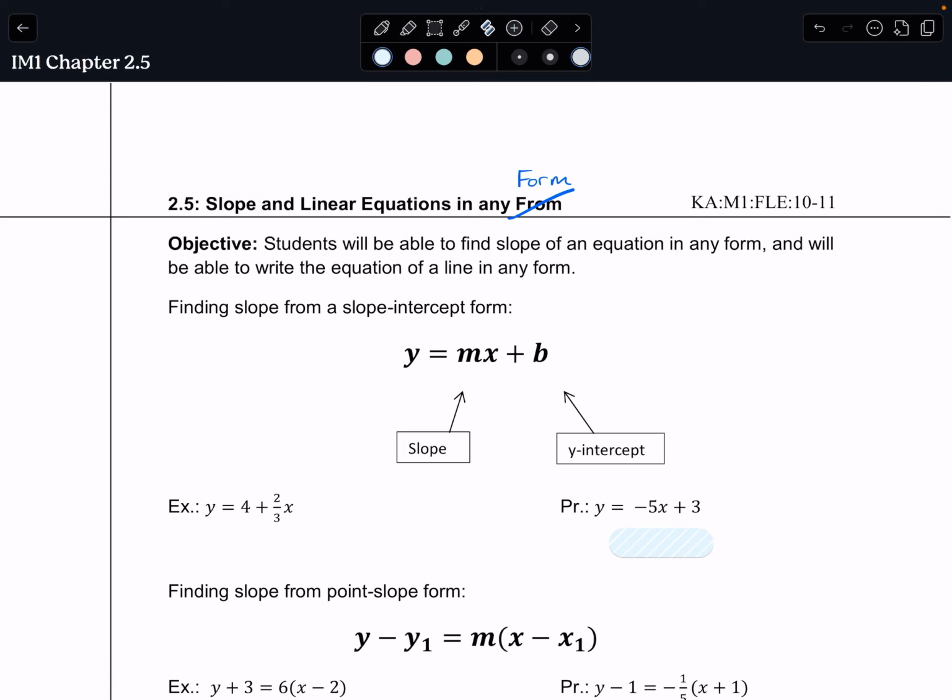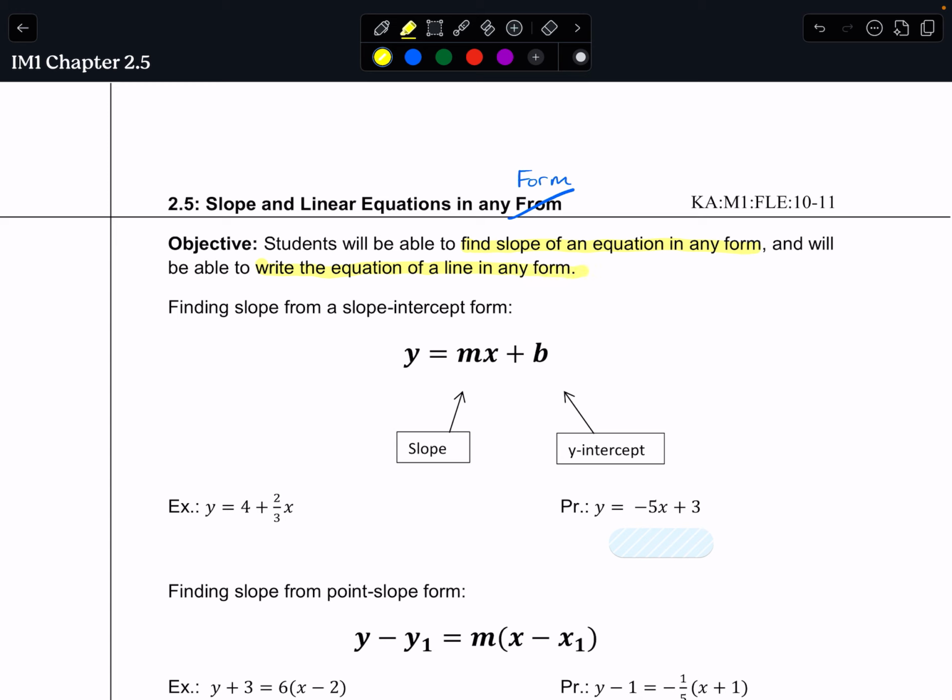Okay, this is lesson 2.5, slope and linear equations in any form, not from Khan Academy. Our Math 1 skills are from forms of linear equations. These are skills 10 and 11. Your objective is that you'll be able to find the slope of an equation in any form, and you should also be able to write the equation of a line in any form.